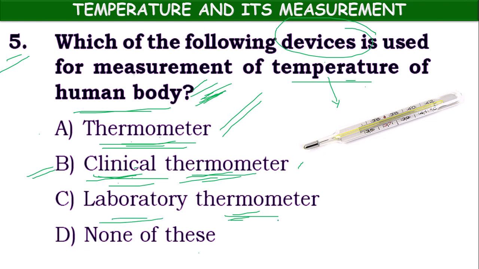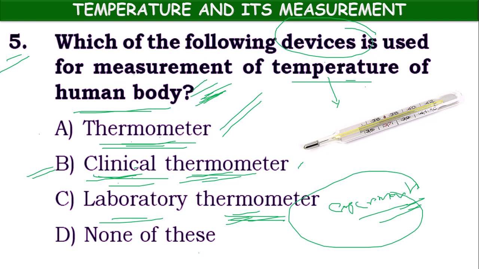The laboratory thermometer will be used while they are making some experiments, or while they are measuring some hot chemicals' temperature. In those cases, they will make use of a laboratory thermometer. For measuring human body temperature, a clinical thermometer is enough. So option B is correct.